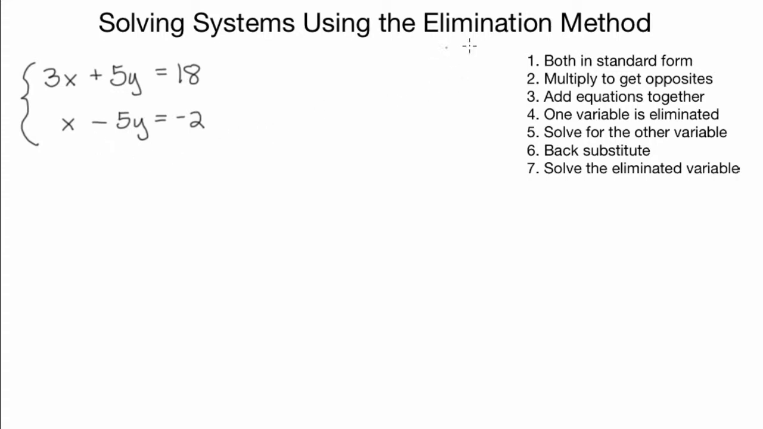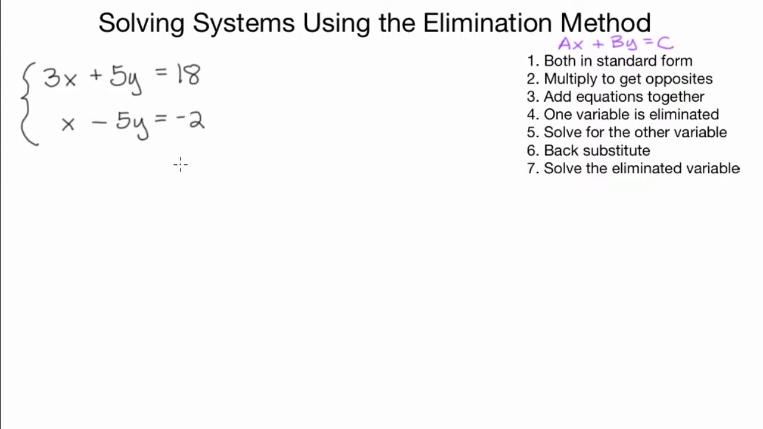Okay, so the elimination method, the first thing you want to do is make sure that both equations are in standard form. If you remember standard form, that's ax plus by equals c. So you can see here we've got 3x plus 5y equals 18. That's in standard form. And here I've got 1x, which is x minus 5y equals negative 2.